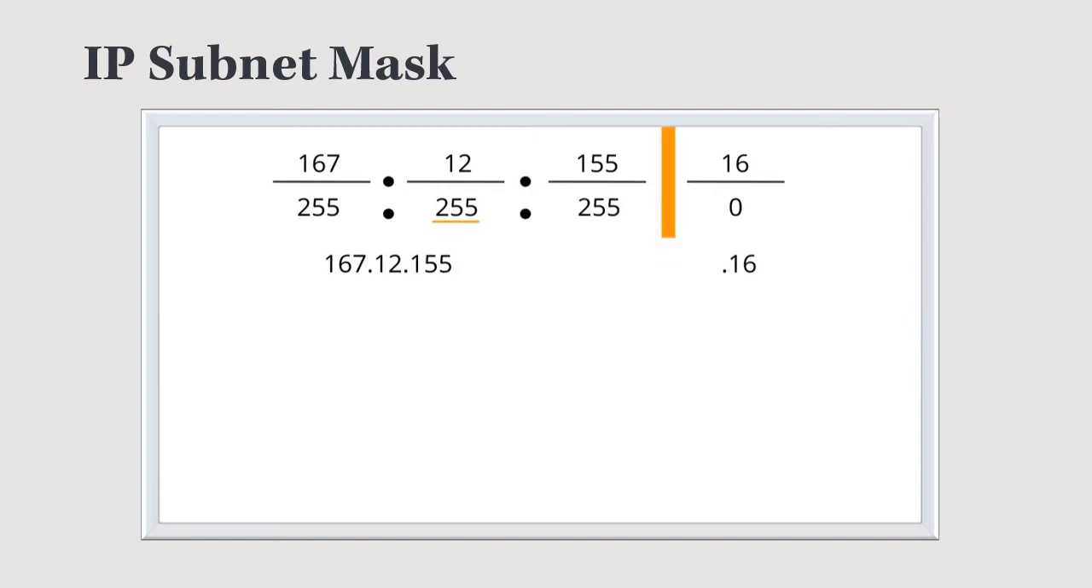Let's take a look at another one. So here we have 167.12.155.16, if we used a class C subnet mask for that. And so that would be 255.255.255.0. Then what that would mean is that every IP address in this subnet would have to start with 167.12.155. And so that's how that subnet mask works. Just focus on the word mask.